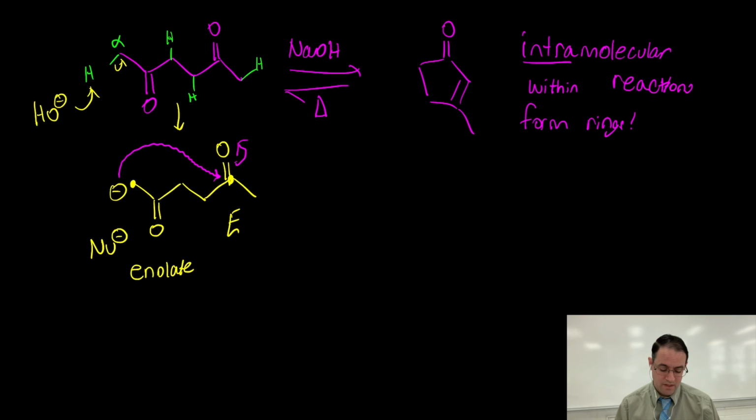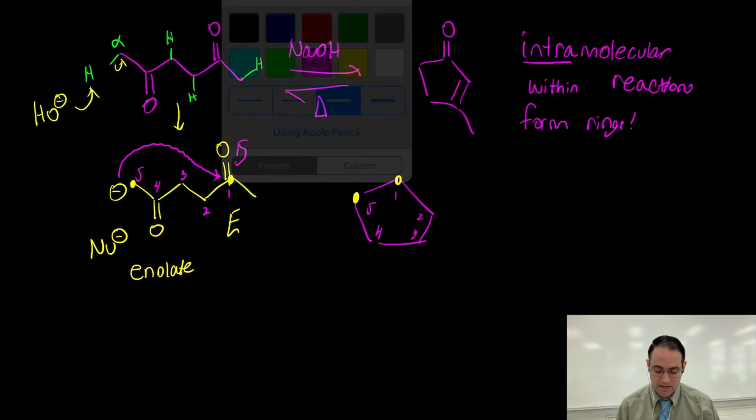Let's count it out: 1, 2, 3, 4, 5. That's a 5-membered ring. Keeping track of which atom is where is kind of confusing, so that's why I number things. It doesn't matter where you position these numbers on the ring as long as you go systematically clockwise or systematically counterclockwise. And then draw what you have. Carbon 1 has that dot on it, and carbon 5 has that dot on it.